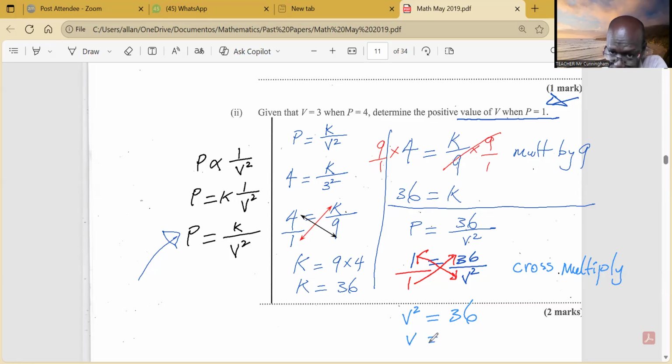How do we remove the square sign? The opposite of square is the square root. So the square root of 36, which is correct, is 6. So the square root of 36 is 6. Everybody okay with that? Or do they want me to go over it?